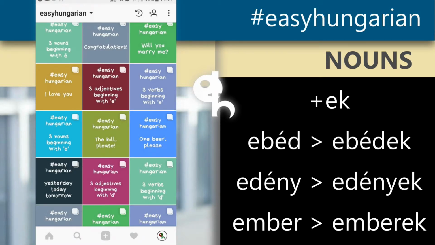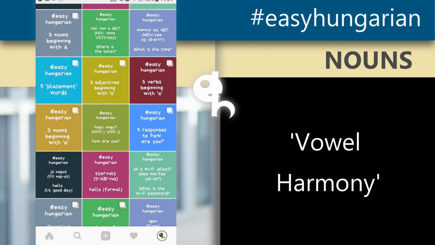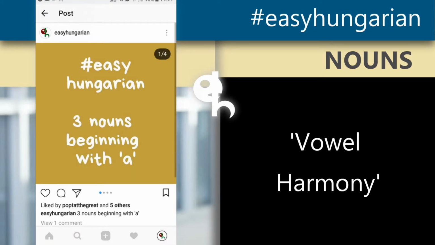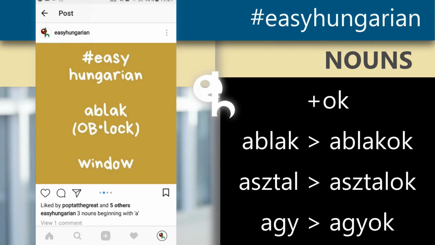So there is such a thing in Hungarian called vowel harmony. I won't go into too much detail about it, otherwise I'd have to rename this channel hashtag slightly harder Hungarian. But in Hungarian, sometimes instead of adding an EK, they add an OK. And you can see again, it makes sense in these words here, oblak. Instead of becoming oblakek, it becomes oblakok.